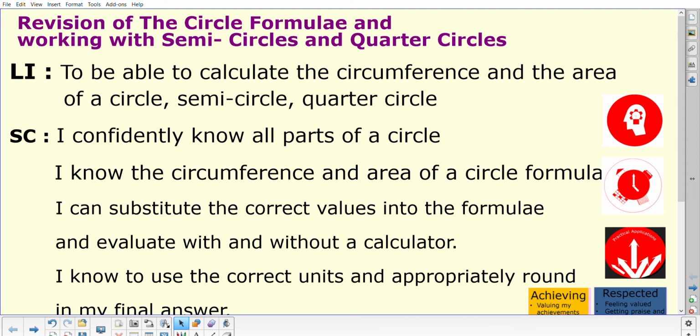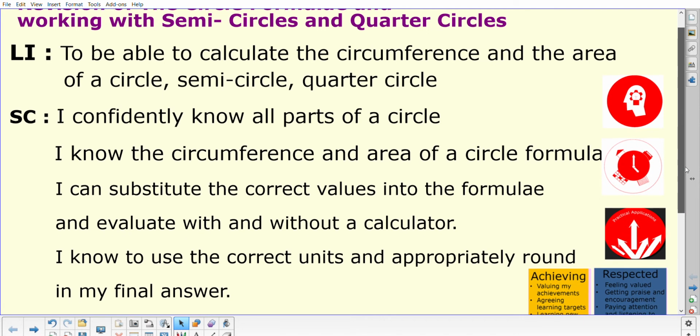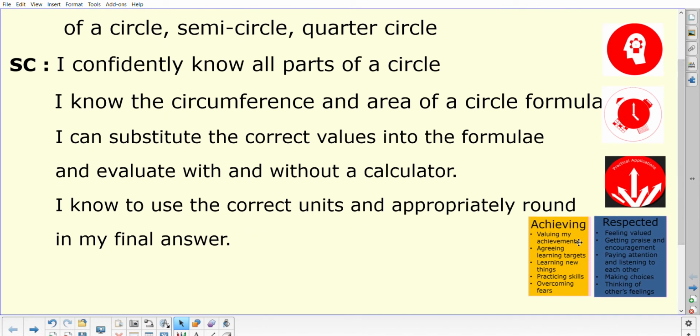So in this video we're going to have a recap of our work on the circle using the circle formulae, and we're also going to speak a wee bit about how we can do calculations with semicircles and also quarter circles. So we need to be confident about using both the circumference and the area formulae. You need to know the different parts of a circle, and be confident when you're substituting that you choose the right formula, and that you pick the right measurement to substitute into that, and you will usually be rounding appropriately.